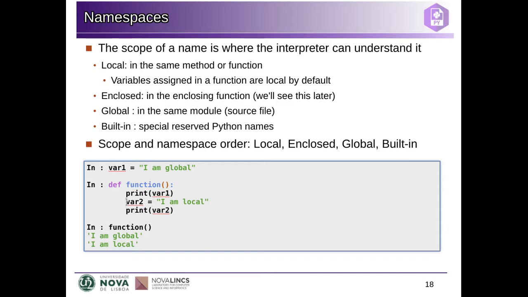Then it defines a variable var2, and when we tell it to print var2, it's going to look in the local scope first. This is the first one to look for, and it's going to find var2, and so it prints this one. So this is how things work in practice when we are isolating variables inside the function.